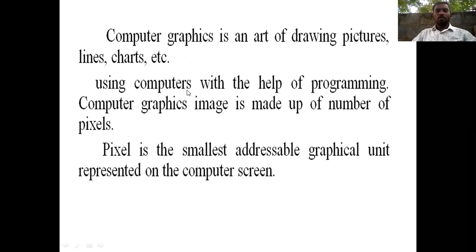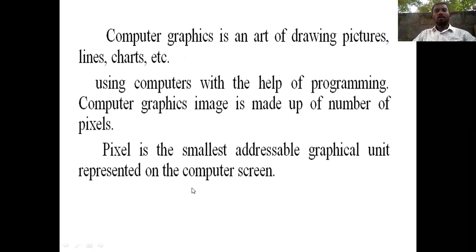By using computer graphics, with the help of programming, a computer graphics image is made of a number of pixels. So one computer image we are converting into a number of pixels. That is one of the points about computer graphics. The pixel is the smallest addressable graphical unit represented on the computer screen.